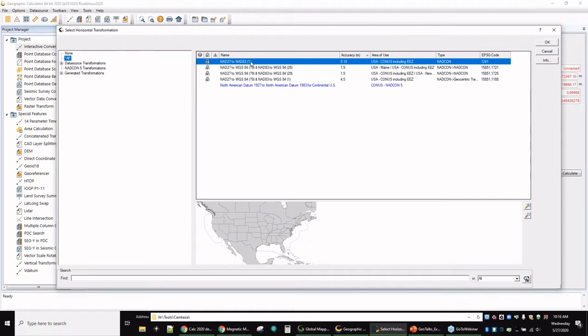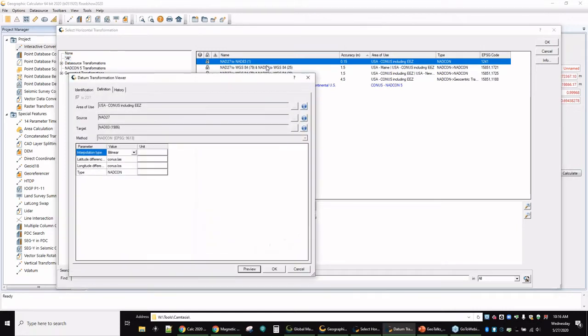to NAD83 #1 transformation, and that name comes from the EPSG database. We can see the EPSG code for that transformation. It is accurate to 15 centimeters, and if we want to see a little more about that, we can right-click on that and open its information as well.